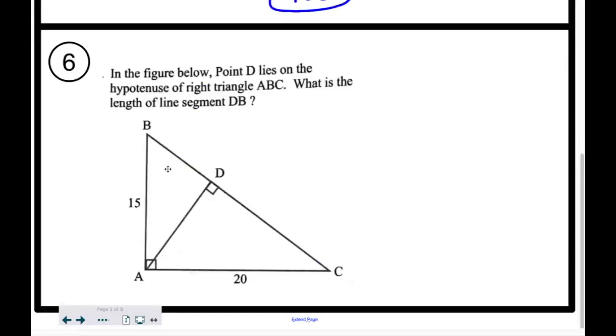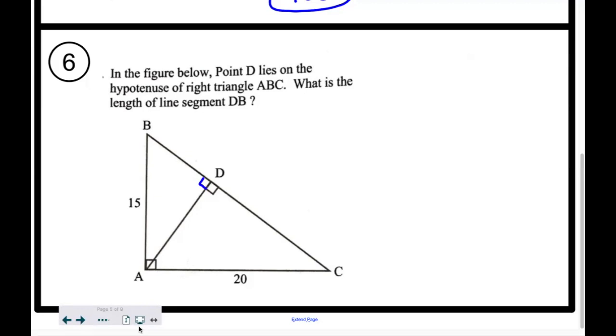All right, moving on to number 6. So we've got this setup. This is a very specific setup. We've got three right triangles here. I'm going to think of them as the small right triangle right here, the medium right triangle, and then the overall big right triangle. So there are three of them.